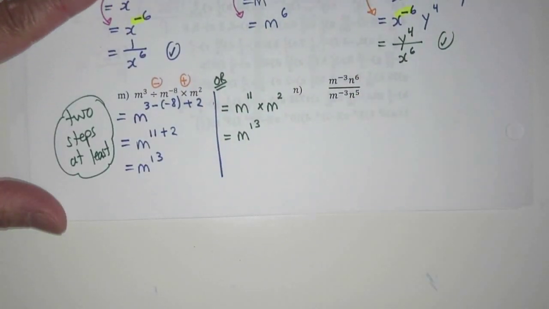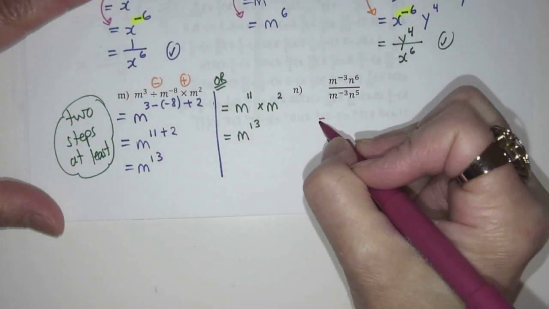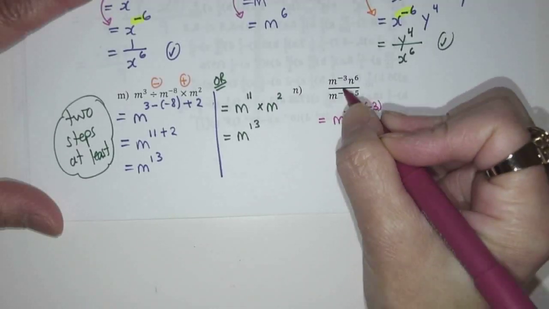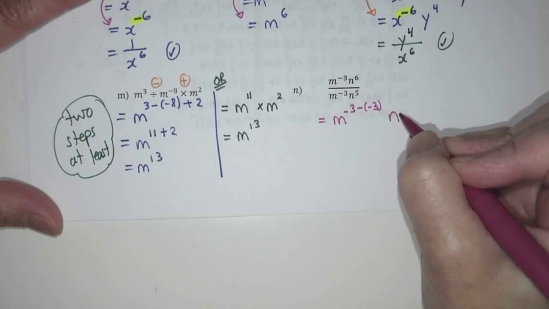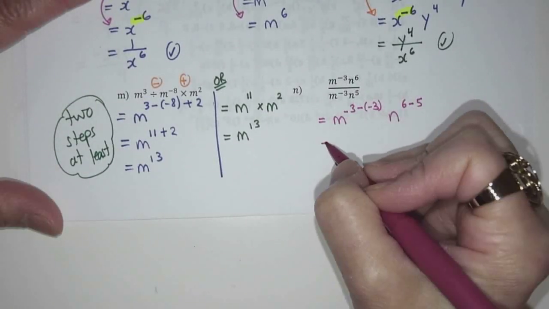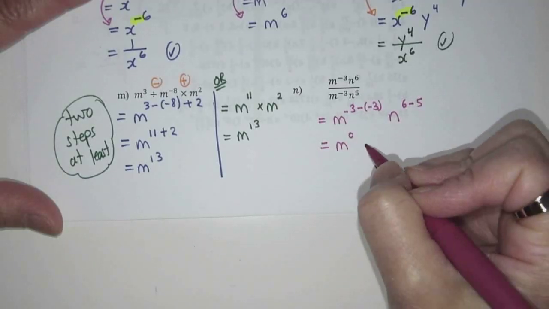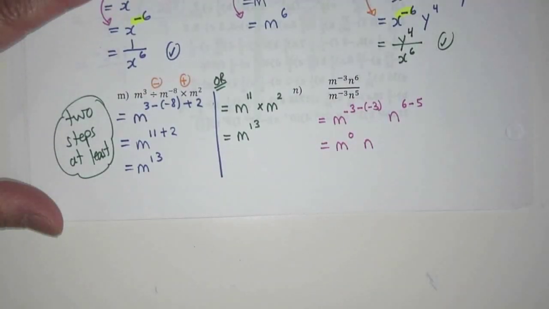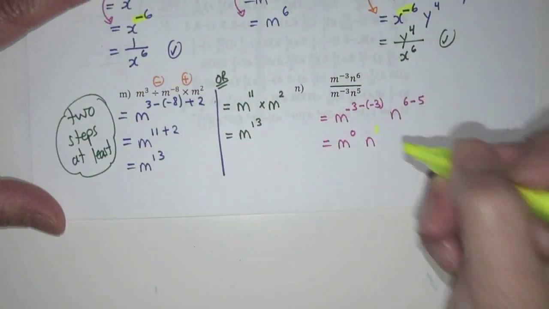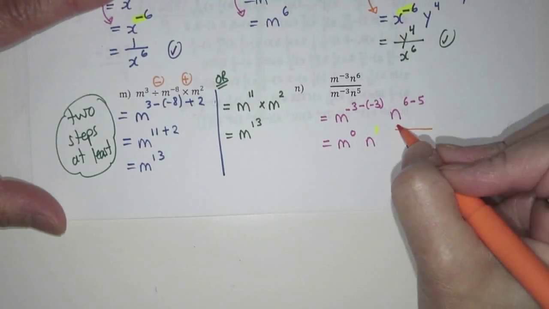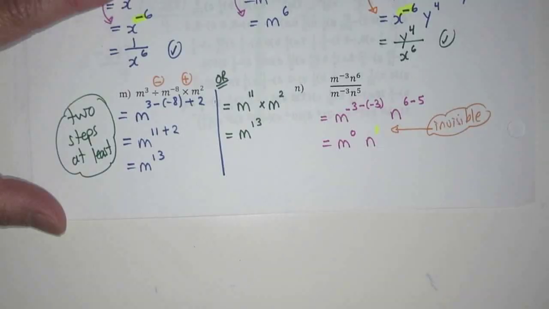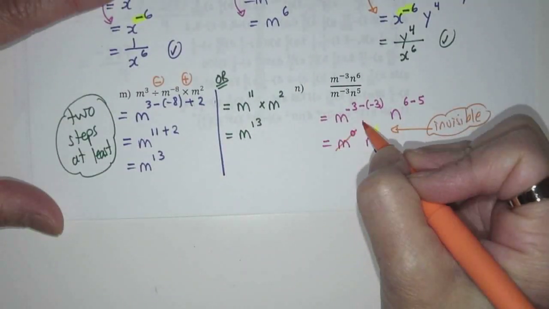Here it's just straight division, so we're going to do m to the -3 minus -3. They're the same. And then here, n to the 6 minus 5, right? Division becomes subtraction. So this becomes m to the 0. And this becomes n to the invisible 1. So again, that's an invisible 1 that we don't write, but we think it. Okay, invisible, don't write it. And m to the 0 is just 1.